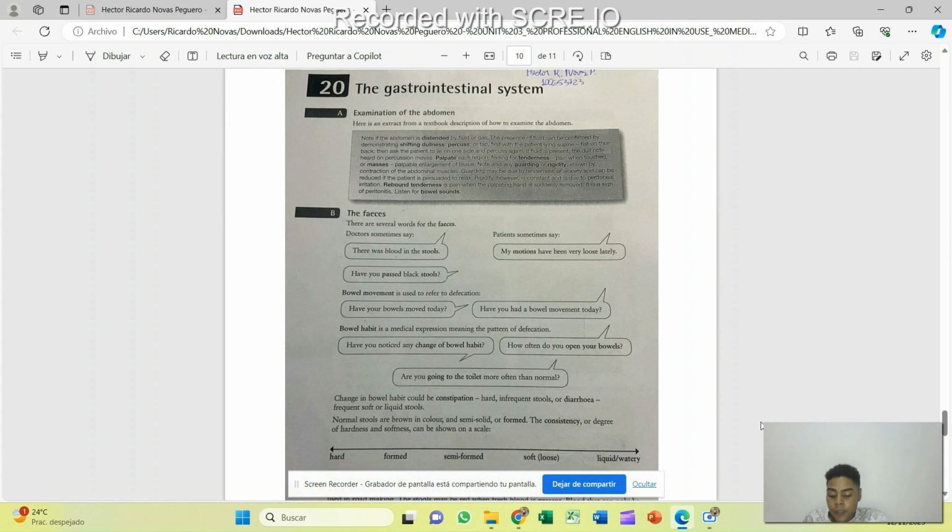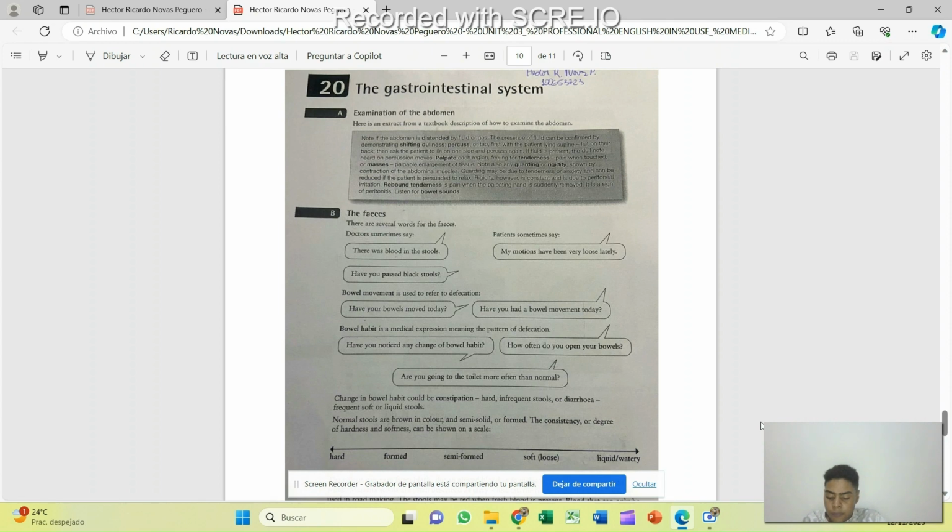The feces. There are several words for the feces. Doctors sometimes say there was blood in the stools. Have you passed black stools?